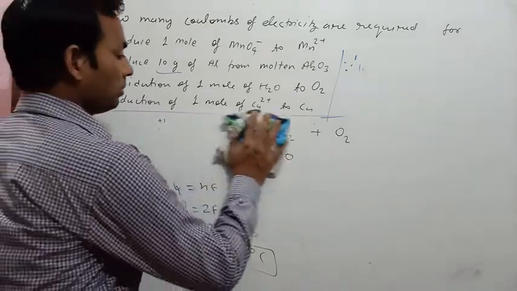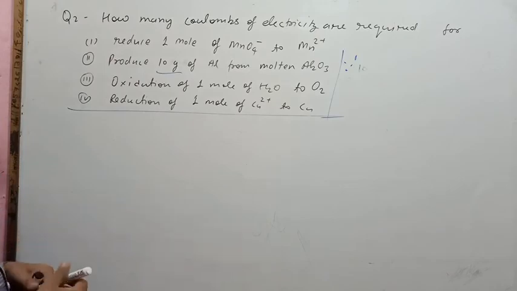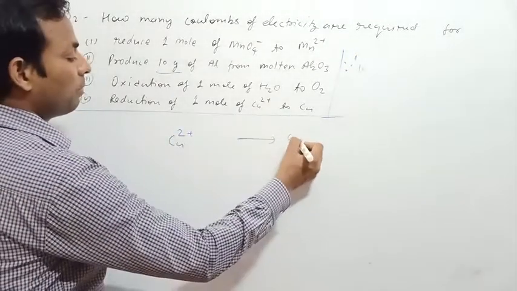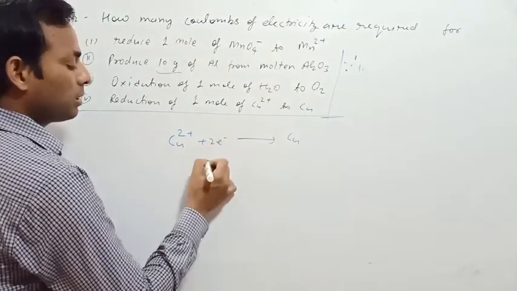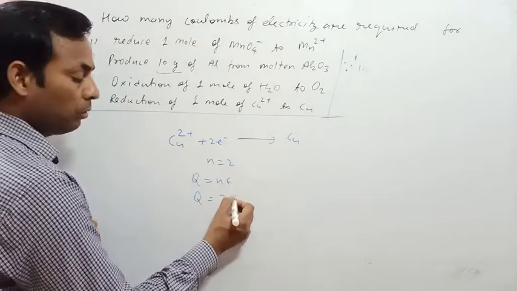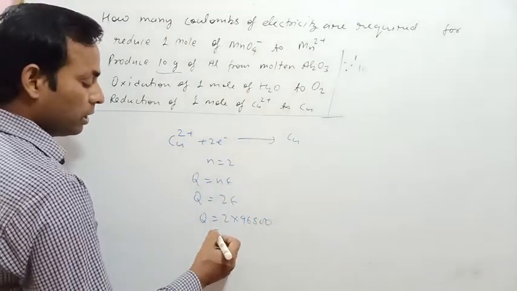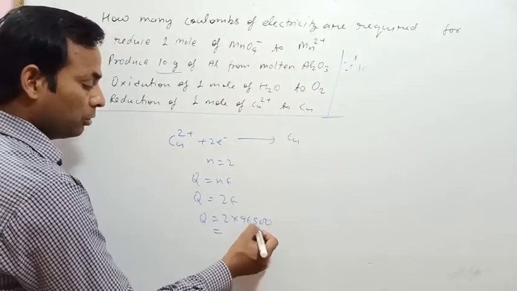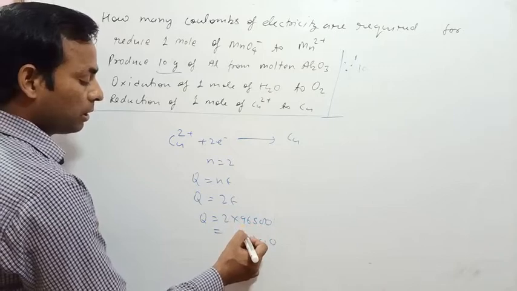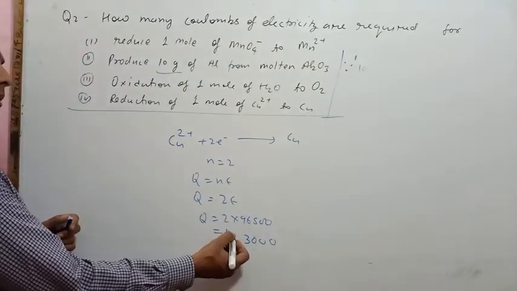Now the next one, the last one given: reduction of 1 mole of copper 2 plus to copper. This is very simple. Copper 2 plus to copper requires 2 electrons, so the n value is 2. So Q equals nF, so Q equals 2F, Q equals 2 into 96,500.